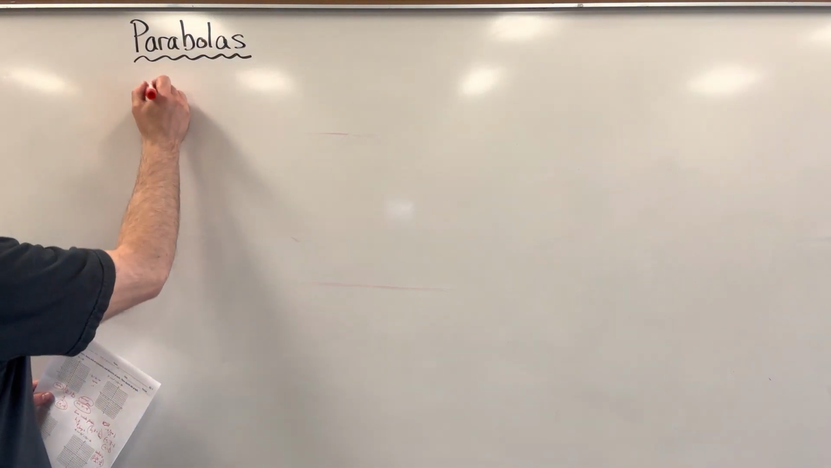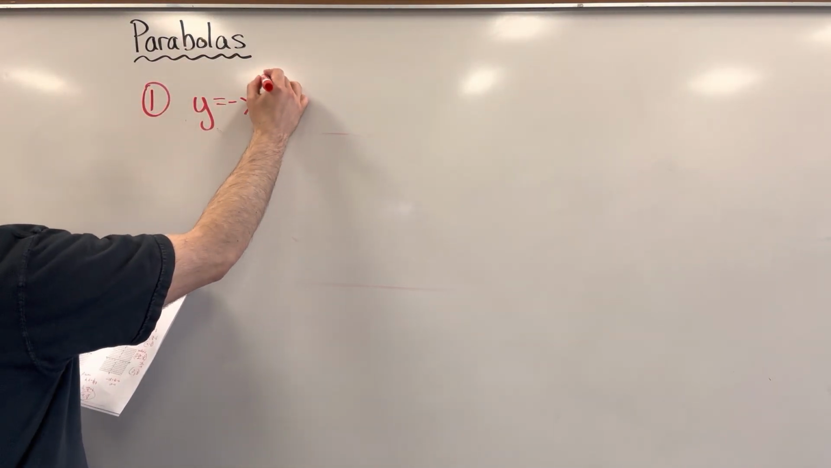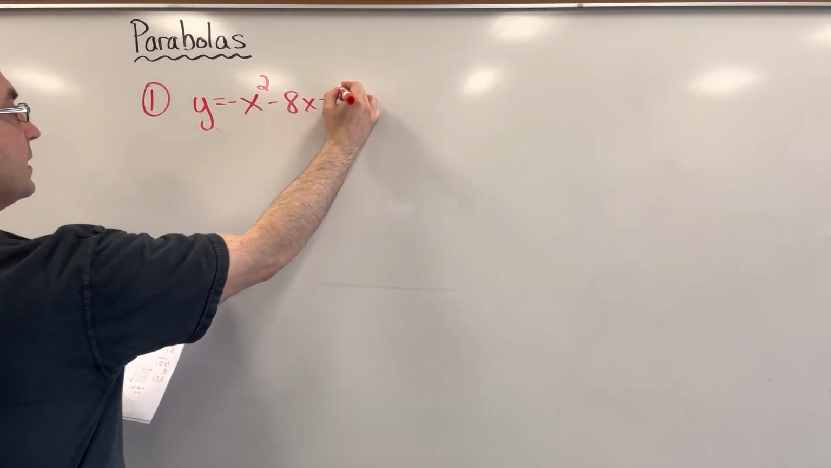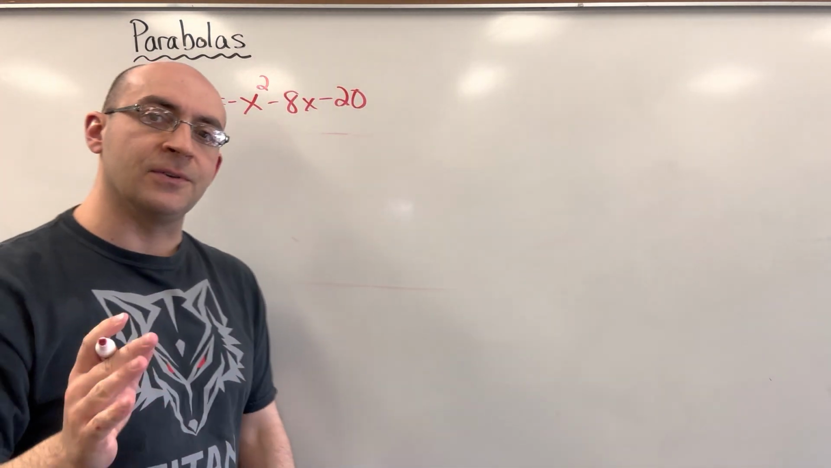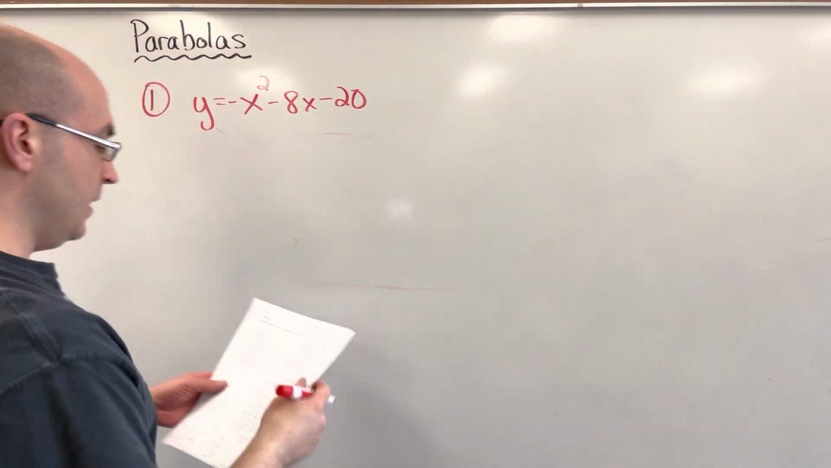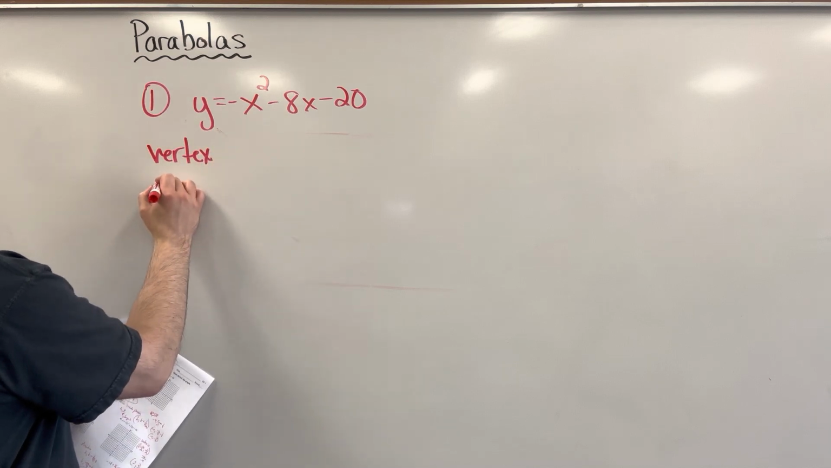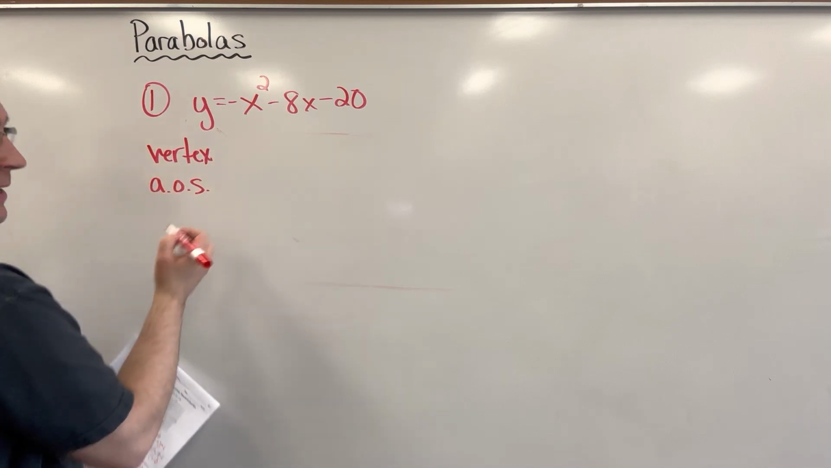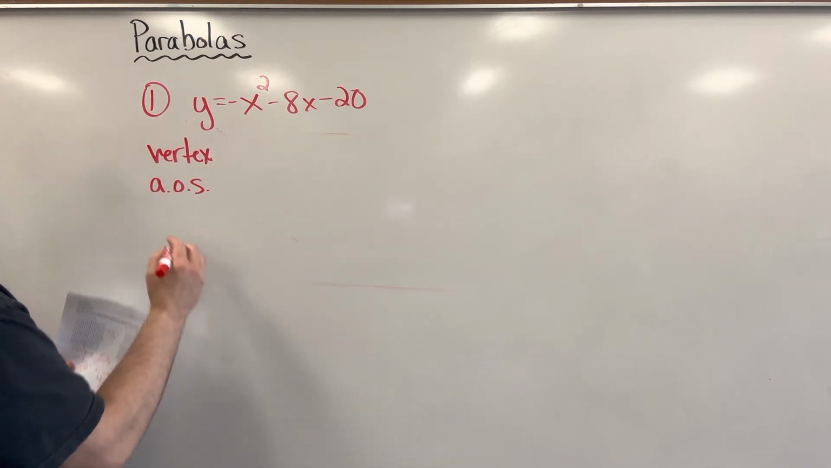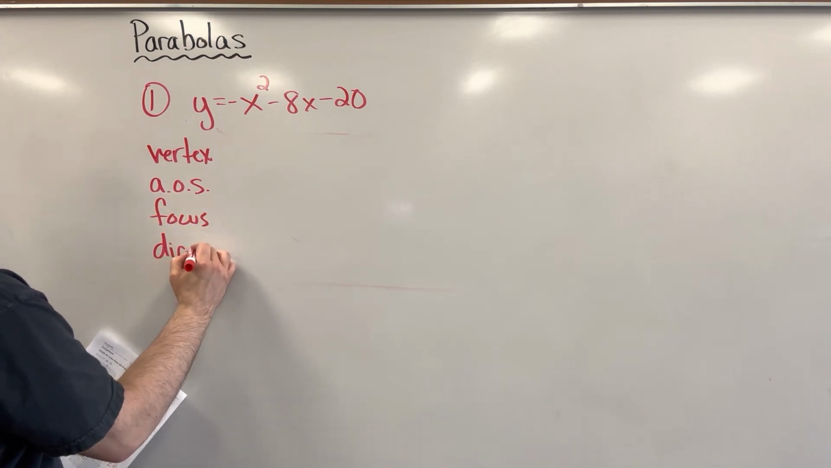Number one on your work today was y equals negative x squared minus 8x minus 20. It's asking you for four different things, well, really five to graph it, but I'm not going to graph it on here. It's asking for the vertex, the axis of symmetry, AOS is how I'm going to write that from now on, the focus, and the directrix.